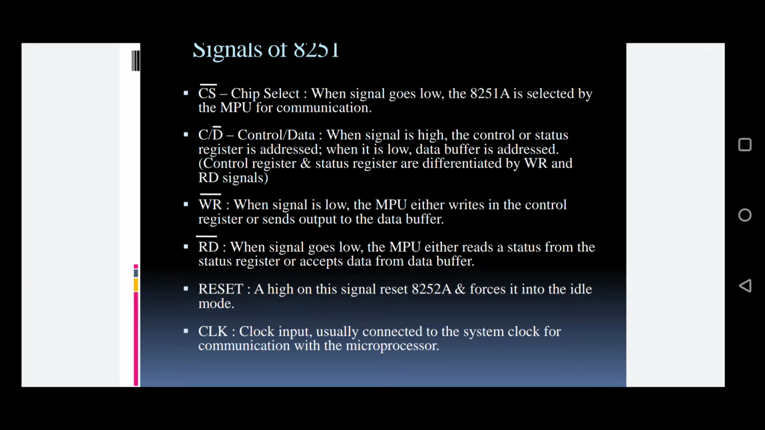So when the signal is high, it will select the control or status register, and when the signal is low, it will select the data, that is the data buffer. Coming to the write signal, write is an active low input signal. It is used for writing the data and control words from the CPU into the 8251. And reset is a signal which is used to reset the previous value. And next one, clock, that is the clock input signal.